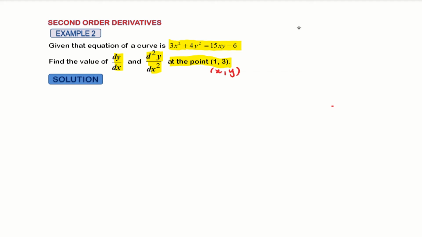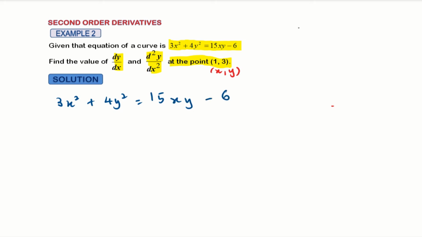Okay, so jadi kalau kita tengok pada soalan, dia bagi satu equation of curve. Soalan dia, find the value of dy dx and d2y over dx squared at the point 1, 3. So maksudnya dia suruh cari nilai dy dx dan nilai second derivative apabila bila x sama dengan 1 dan y sama dengan 3. So jadi, apa step dia? Step dia, first, we are going to differentiate 3x squared plus 4y squared equals to 15xy minus 6.